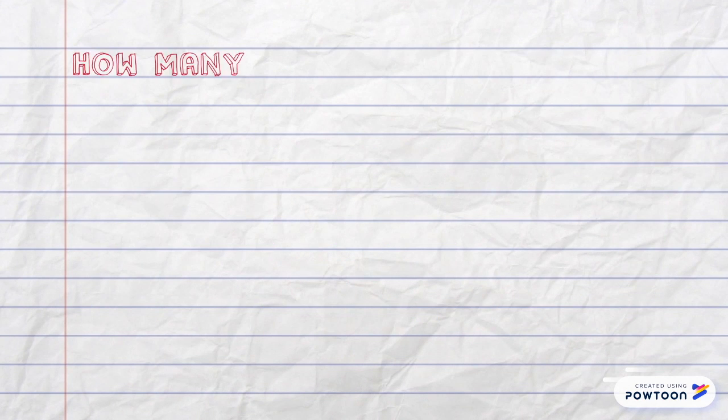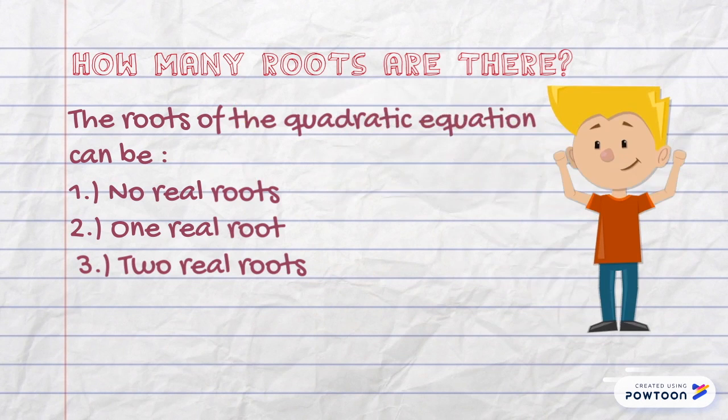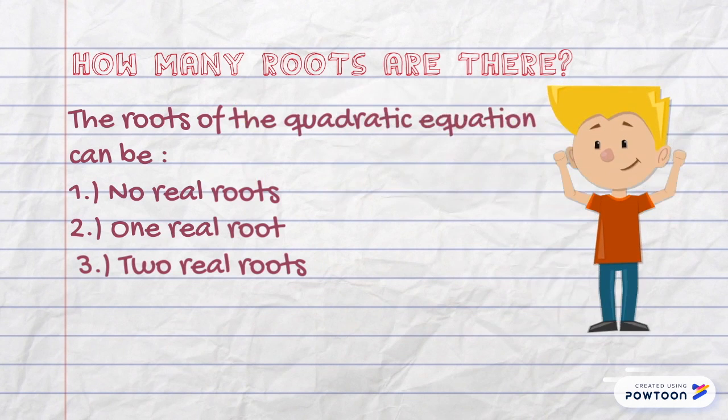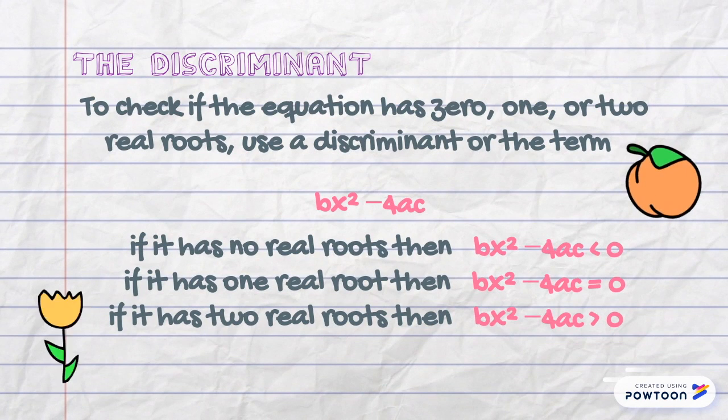If you want to know how many roots there are, what are we going to do? Firstly, you must know that the roots of a quadratic equation can be in three cases, which are first, no real roots, second, one real root, and third, two real roots. We can use the discriminant formula, which is written as d equals b squared minus 4ac. The discriminant is to check whether the equation has 0, 1, or 2 real roots. If there is no real root, the answer that we get from the discriminant would be less than 0. If it is one real root, the answer will be equal to 0.